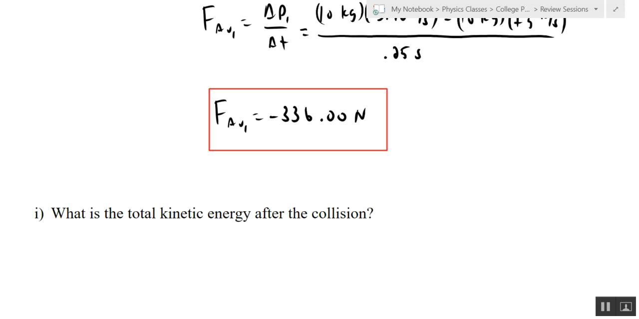Okay, does anyone have the answer? Sorry, I was replying to an email. Does anyone have an answer first? Are you asking for the energy loss? No, the total kinetic energy after the collision. 151.5? Okay.